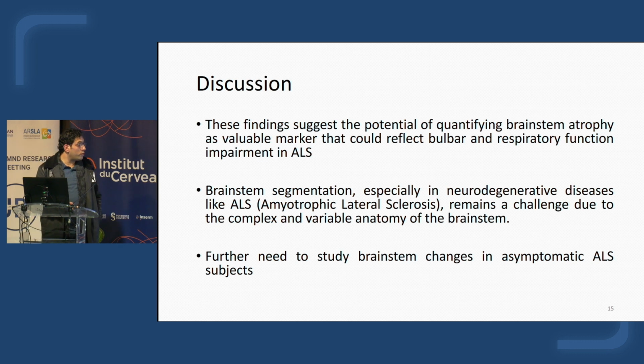There is a need for further studies on the brainstem in asymptomatic ALS subjects. This is very important, as Georgia has mentioned, the BREF-DMALS. We are working on this. And this could offer insights into the diagnostic application of brainstem segmentation and quantification. It could also offer a better understanding of the disease onset and progression.